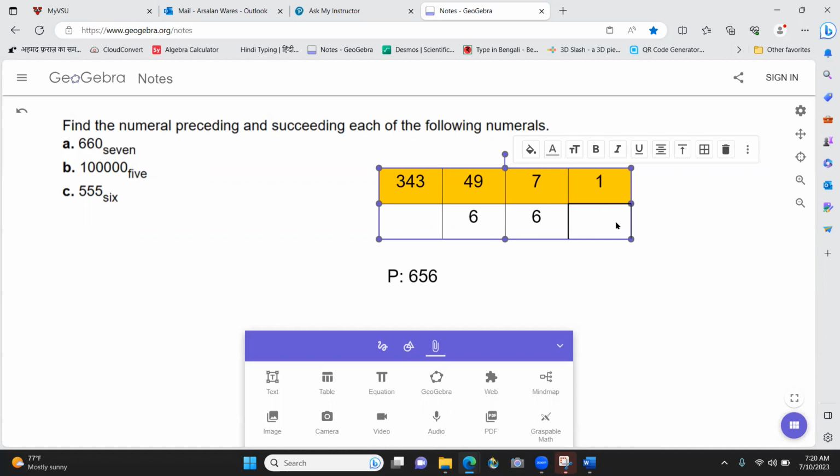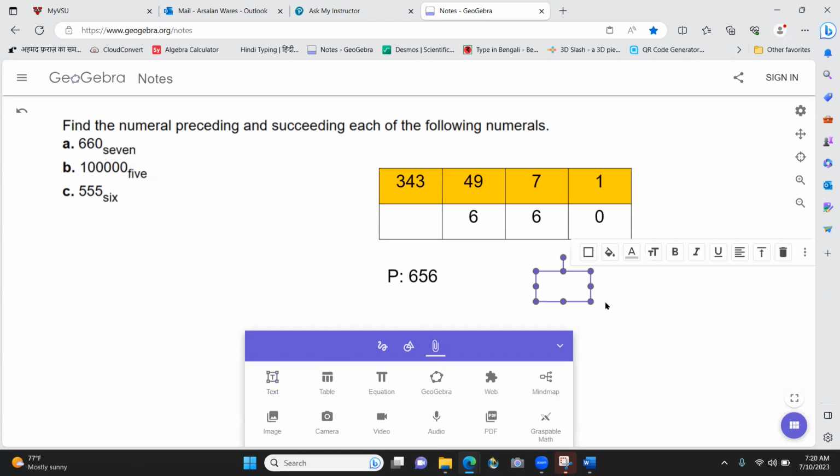660. It's not 660 in base 10. I'm going to go do the following one. Okay. The one after that following. What is the one that follows? Well, this one isn't too bad, guys. I have 6 copies of 49.